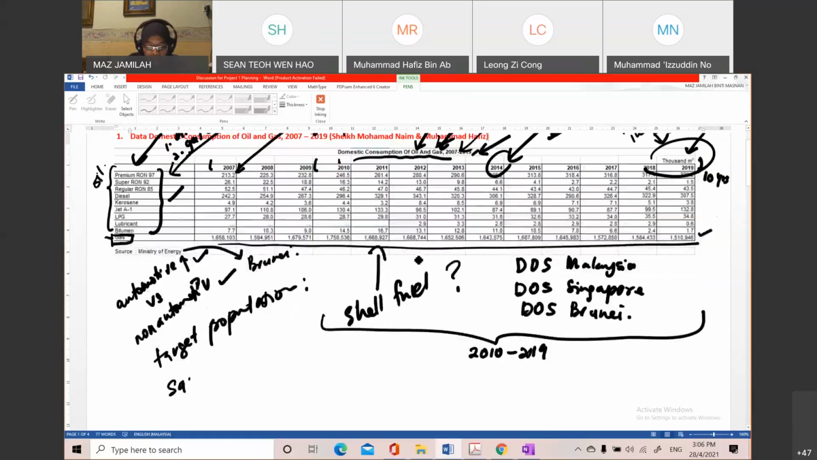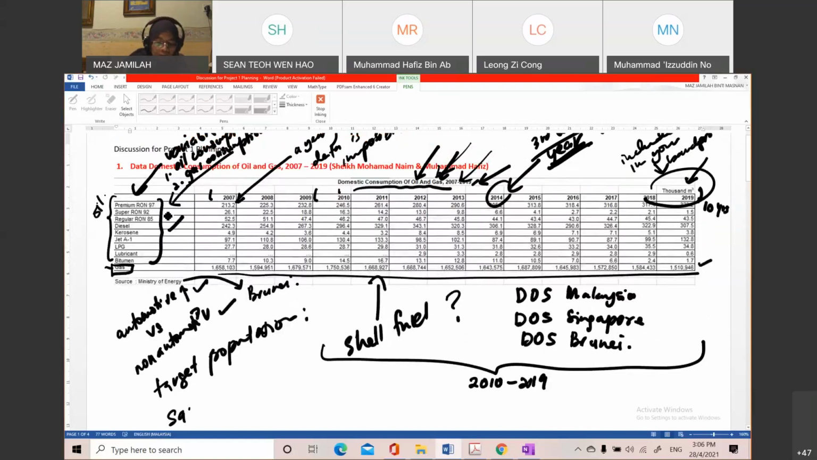What is the sample size? The sample size for petroleum RON 97 for 2007 is 213.2 multiplied by 1000 meter cube of petroleum. So this is my N for petroleum. And for my overall N, which is referring to all of this, that will be your N for oil consumption, which includes all of this. Okay, that's how we define it.